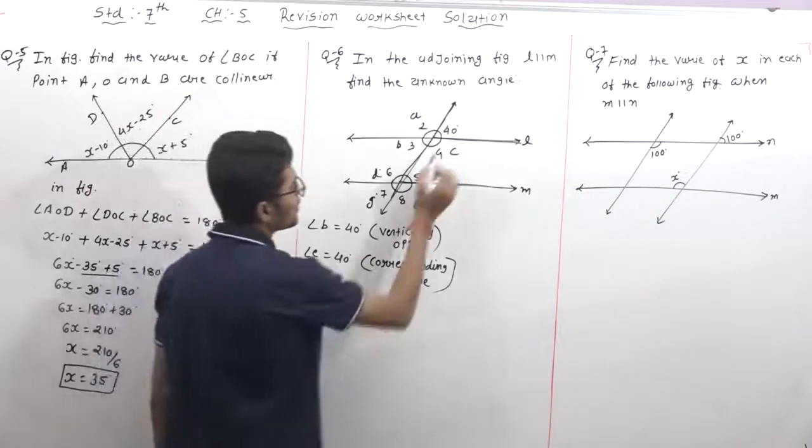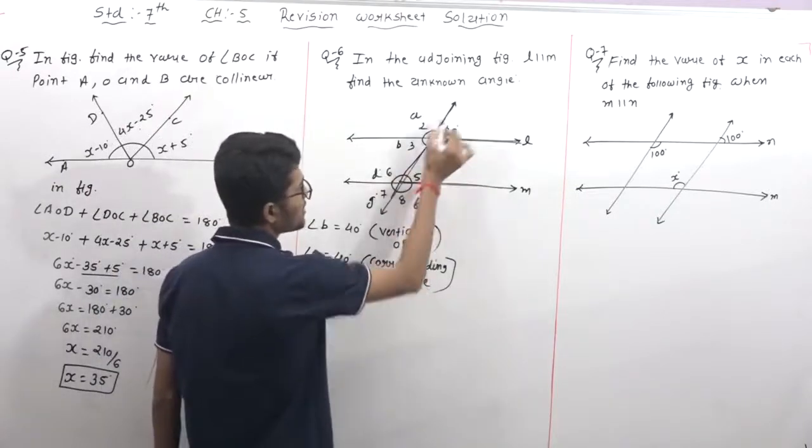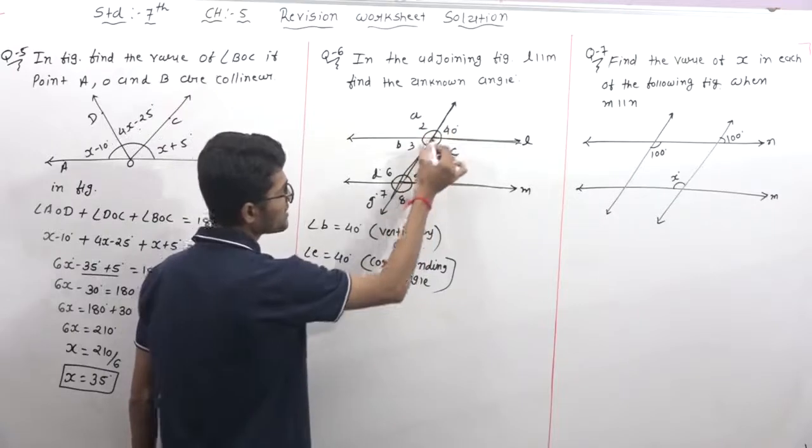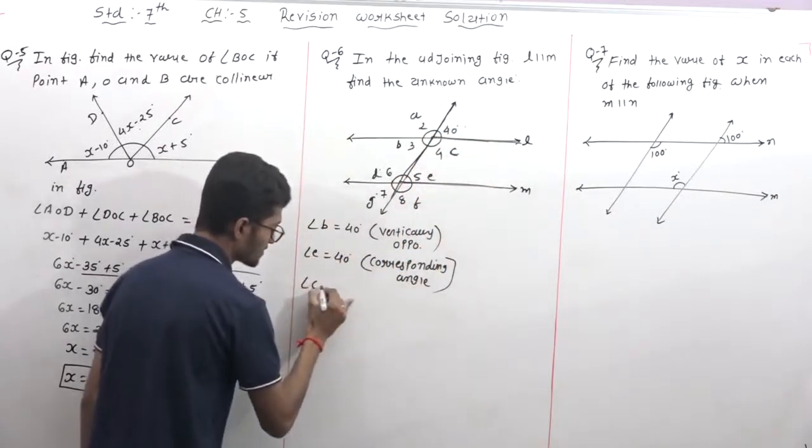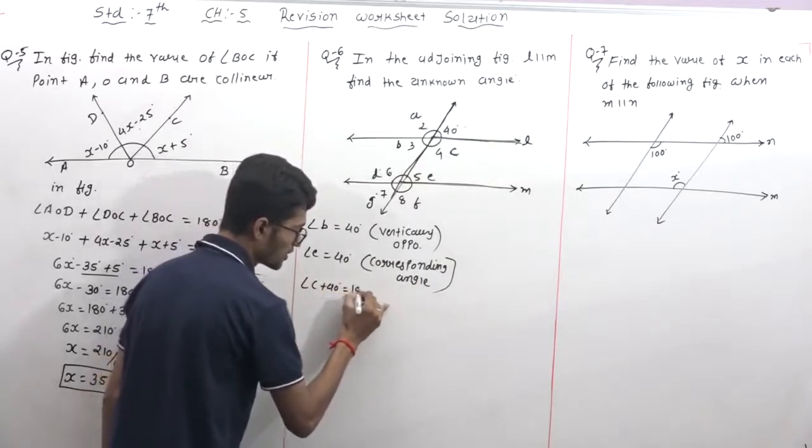Now we have to find angle C. So we see that this is a straight line. This straight line is divided into two parts. It means a linear pair. So angle C plus 40 is equal to 180.